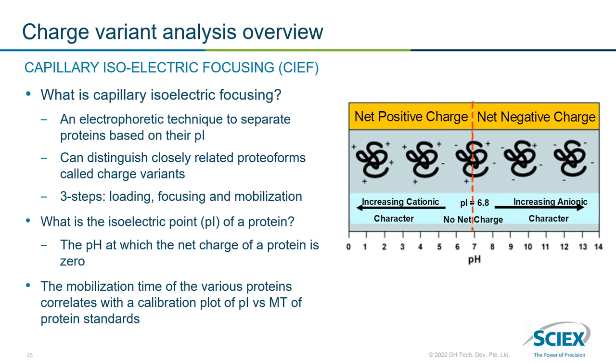The key here is that each protein species will have a distinct isoelectric point, which is the pH at which the net charge of the protein is zero. Shown on the right is a diagram of an example protein which has a pI of 6.8. So when placed in a solution at pH 6.8, the net charge will be zero. If placed in a solution of pH below 6.8, the protein will be positively charged. And when placed in a solution above pH 6.8, the net charge will be negative.